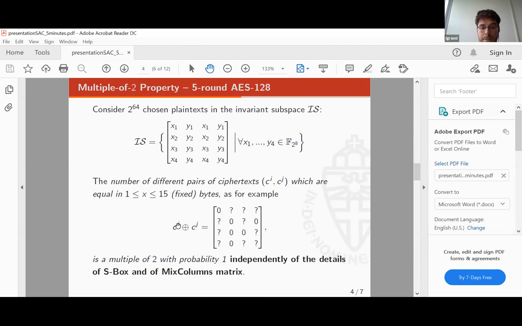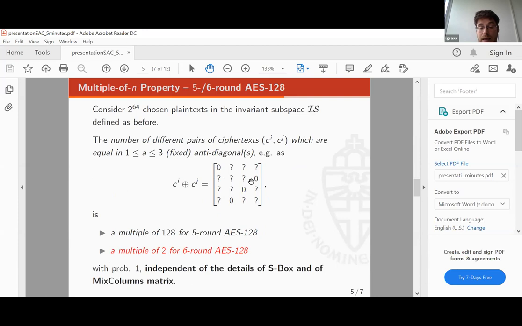If the bytes are aligned in an anti-diagonal or in more anti-diagonals, then we can prove a stronger property, in particular that the previous number is a multiple of 128 for 5 rounds of AES, and it is a multiple of 2 for 6 rounds of AES. Similar properties hold also in the backward direction. So we can use these multiple-of-n properties to construct the chosen key distinguisher.